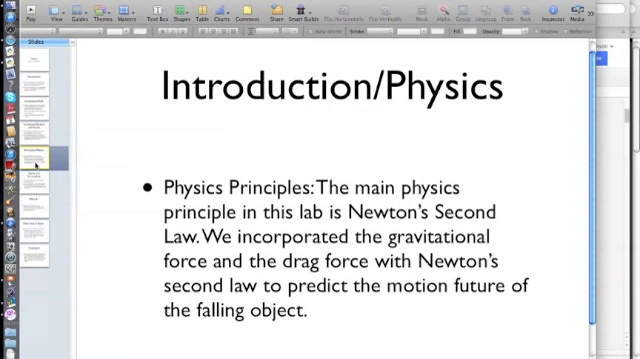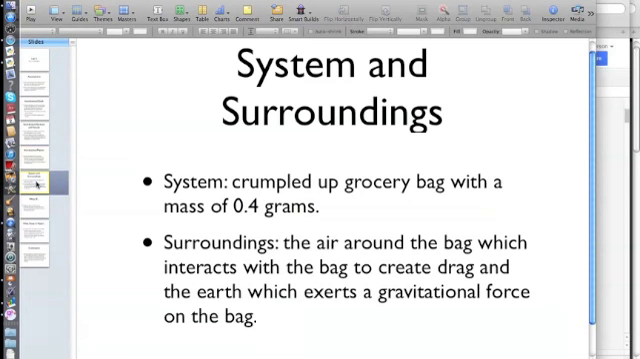The main physics principle involved in this lab is Newton's second law. We incorporated the gravitational force and the drag force with Newton's second law to predict the future motion of the falling object. The system was a crumpled up grocery bag with a mass of 0.004 kilograms, and the surroundings were the air around the bag, which interacts with the bag to create drag force, and the earth, which exerts a gravitational force on the bag.